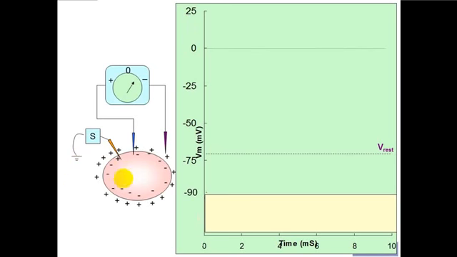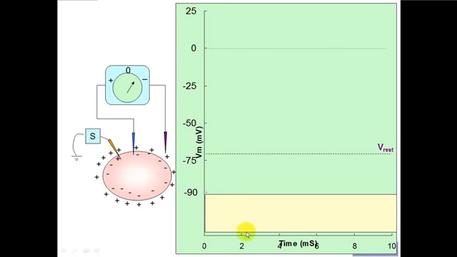Now we'll begin by recording in a cell like, say, a skin cell or a liver cell. Now these are typically what are called non-excitable cells. The majority of cells in the body are probably non-excitable, and we'll see what happens when you inject currents of different types into this kind of cells.